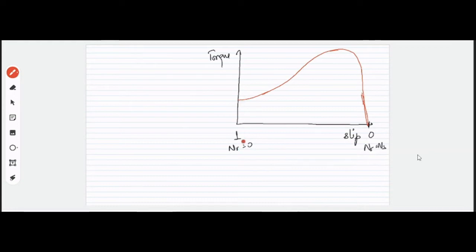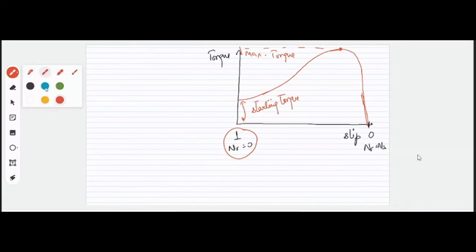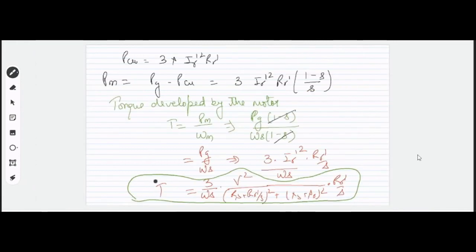We will have a characteristic like this, right? Where at this moment your motor will be in starting state, so we call it as starting torque, right? This is the point where this torque will be maximum, so we call it as maximum torque, right? The slip at which this will occur will be called as SM, and we call it as slip at which maximum torque occurs. We denote it by SM, right? Now to find the value where it will be occurring, what we do, we differentiate this equation with respect to slip and equate it to 0.